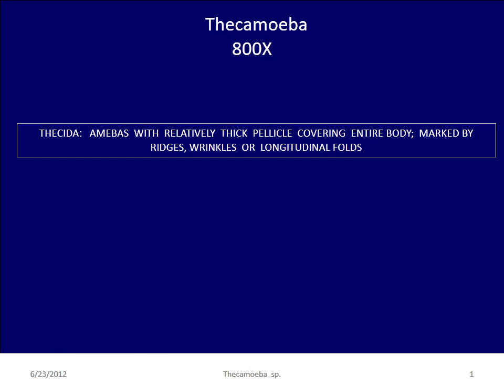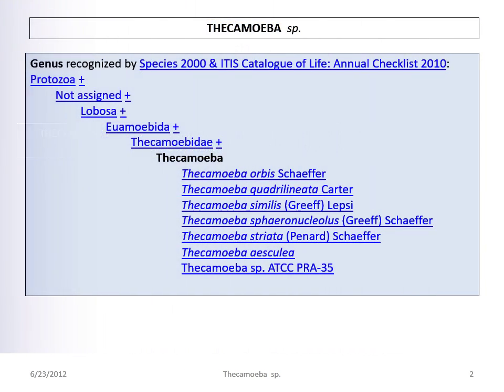Thecamoeba are amoebas with a relatively thick pellicle covering the entire body. The Latin term theca means cover. In the ITIS classification scheme, which is one of many, thecamoeba is recognized as a genus of which there are several species. The number of formally recognized species of thecamoebae varies from one scheme to another.